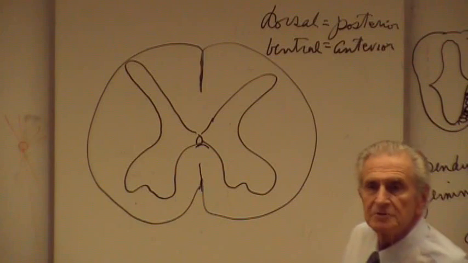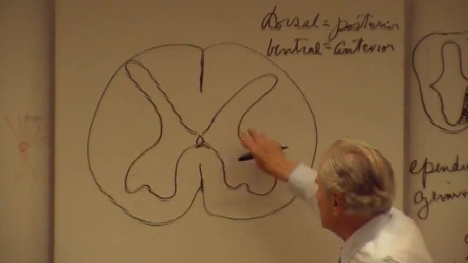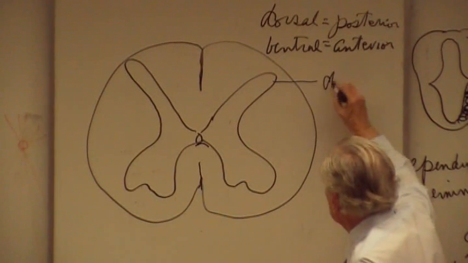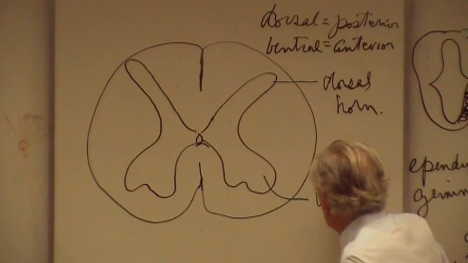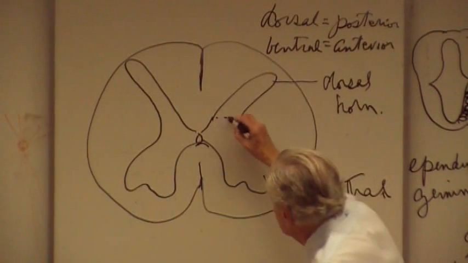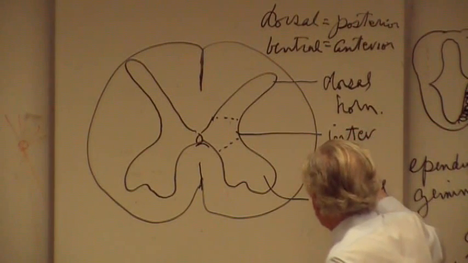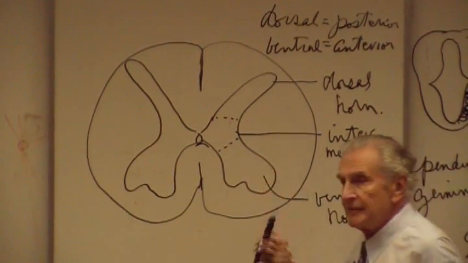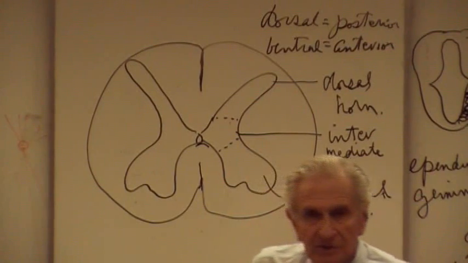We first know that the spinal cord is made up of gray matter and white matter. The gray matter is made up of a dorsal or posterior horn, a ventral or anterior horn, and, not surprisingly, an intermediate area. And we're going to find that these, of course, are the neuron-rich, the cell-rich parts of the spinal cord.